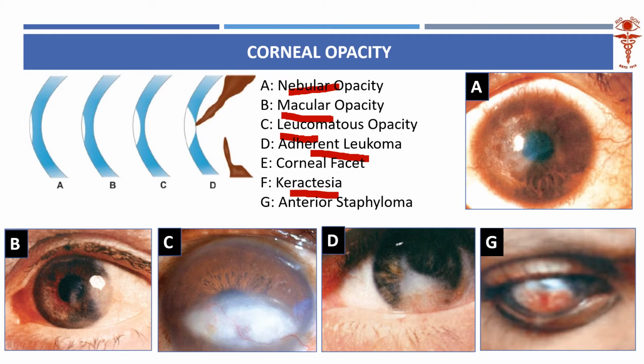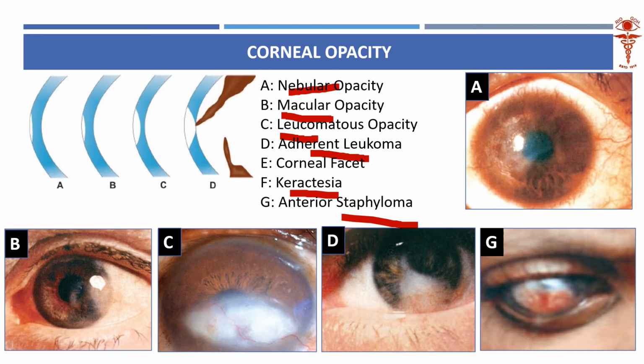Keratectasia is where bulging happens. The opacity has become very thin, and that opacity has started bulging, and that bulging is called staphyloma. If I say keratectasia, it is basically localized bulging. If I say staphyloma, it is bulging almost fully of the anterior chamber of the eye. That kind of bulging is called staphyloma. Okay, staphyloma.